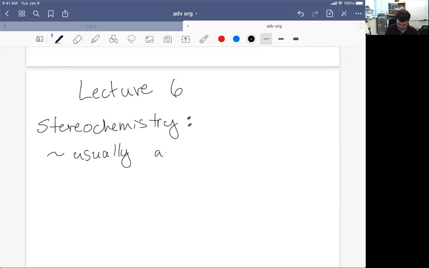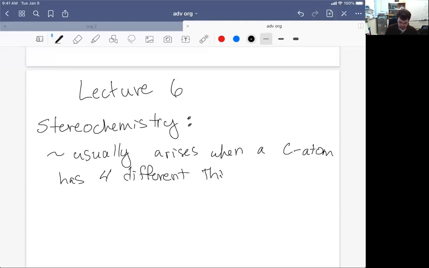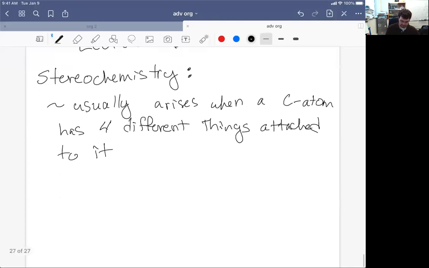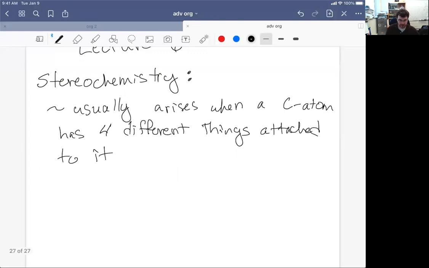So it usually arises when a carbon atom has 4 different things attached to it. And so that is a good starting point.